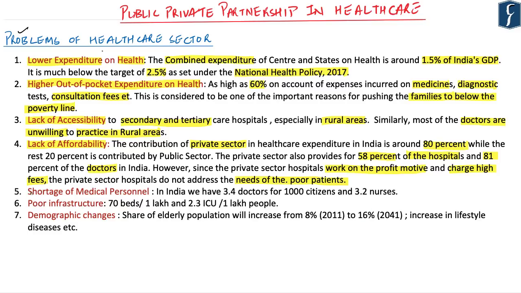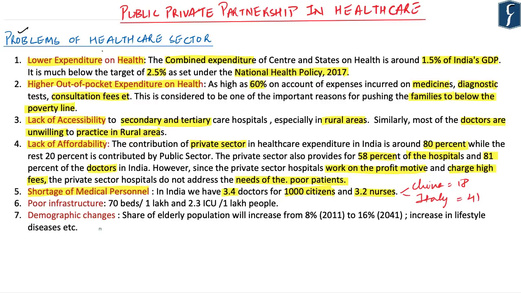The fifth problem is the shortage of medical personnel in India. Now, it has been reported that in India, we have 3.4 doctors per 1,000 citizens and almost 3.2 nurses per 1,000 citizens. This is incredibly low when we compare it with other countries like China and Italy. China has 18 qualified doctors per 1,000 people, whereas Italy has almost 41 doctors for 1,000 people.